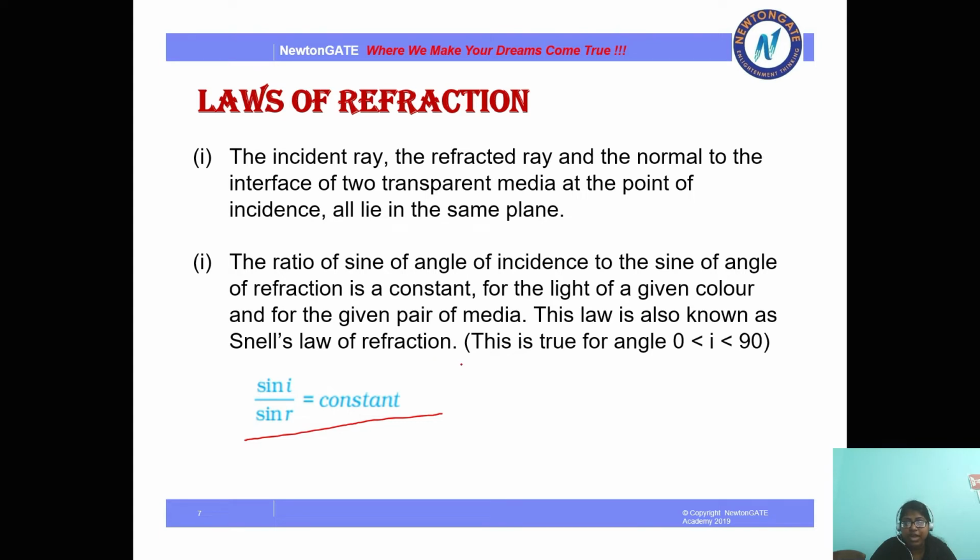Snell's law of refraction. You have to keep in mind that this is true if your incident angle is within 0 to 90. If it crosses 90, then this is not the correct law, but usually it will be within 90. So if the incident angle is within 90, your refracted angle will also be within 90, and that is how you can calculate the ratio and check that this ratio remains constant.